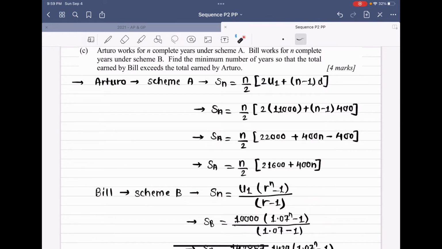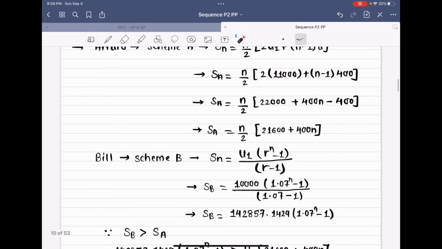Scheme B is basically geometric, so I am using Sn is equal to u1 times r raised to n minus 1 over r minus 1. You can use 1 minus r raised to n over 1 minus r, but I know my r is 1.07, which is greater than 1, so I am using r raised to n minus 1 over r minus 1. Do not do this only for one numerator, you have to do both parts, numerator as well as denominator.